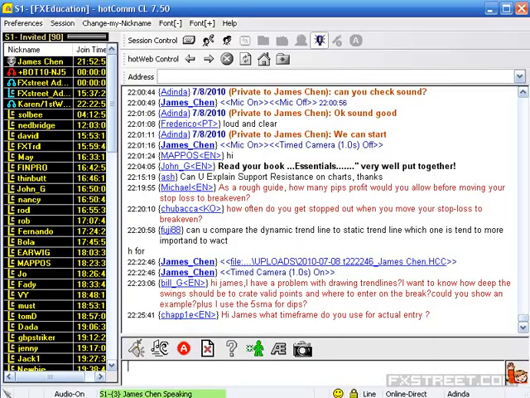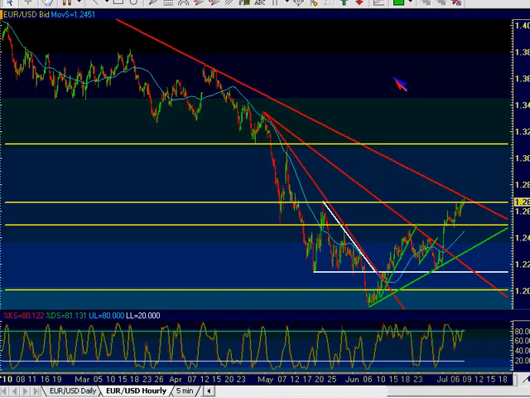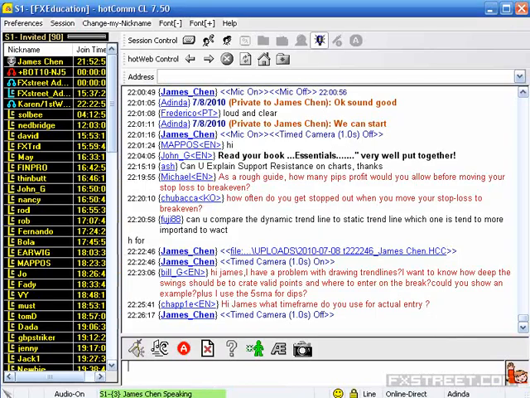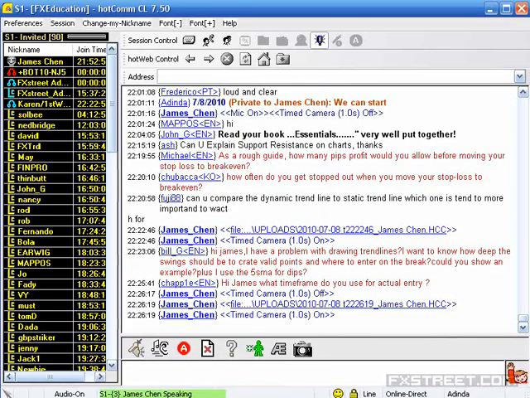Okay, so you're looking at a euro dollar 240 minute or 4-hour chart. Now, as we can see here, this is what I'm looking at in the market right now. Let me show you the daily real quick. This is the daily chart I have, and let me refresh this so you can take a look.